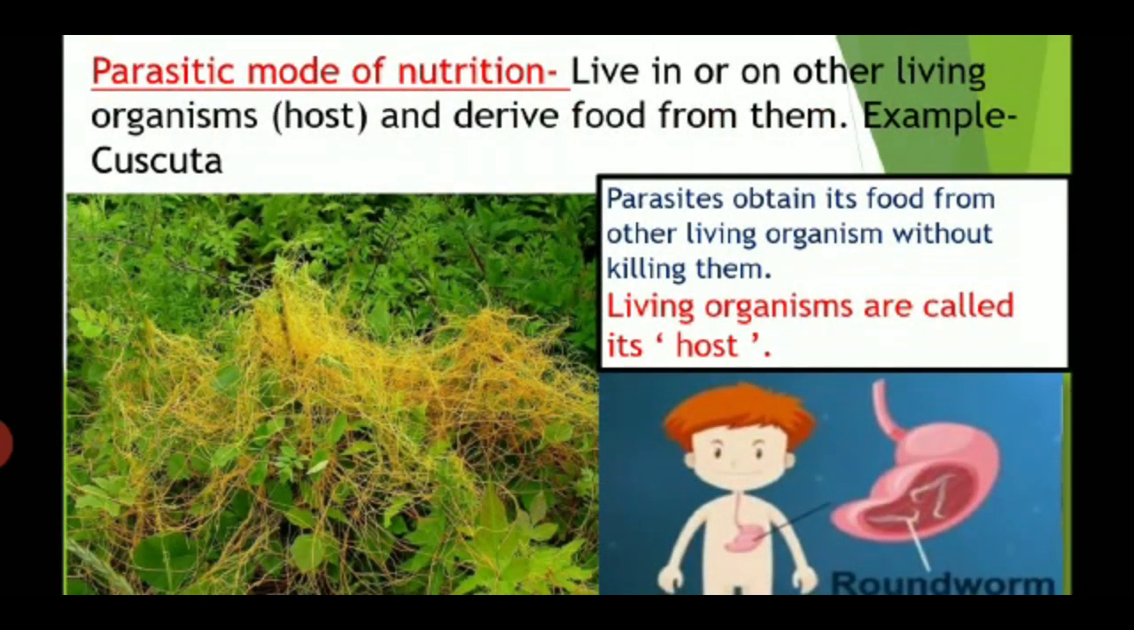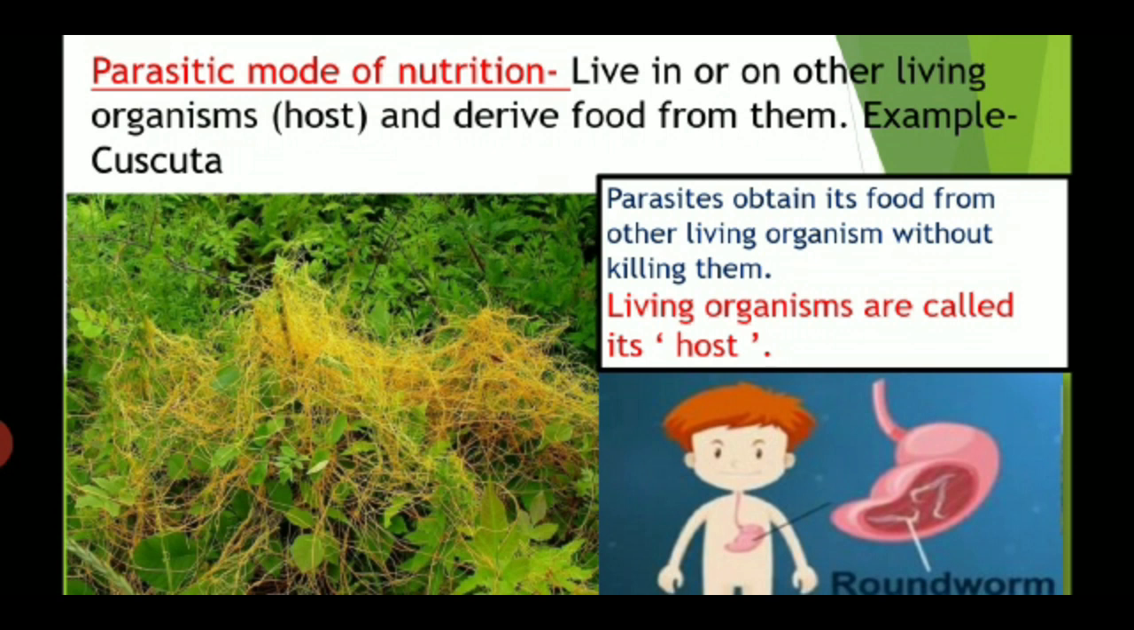Now let us see the other mode of nutrition, that is parasitic. Cuscuta is a non-green plant. It is also known as amarbel. It does not have chlorophyll. It cannot make its own food. Its long, yellowish, thread-like stems twine around the stem and branches of the tree on which it climbs. The plant like Cuscuta which obtains the ready-made food is called a parasite, and the organism from whose body the food is obtained is called the host. Cuscuta is a total parasite.